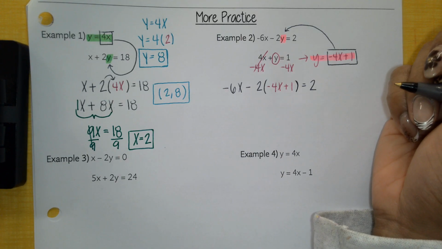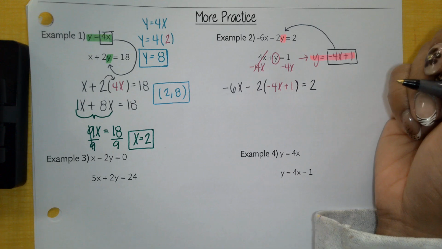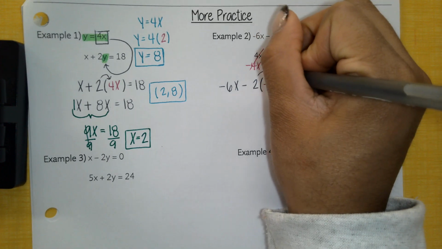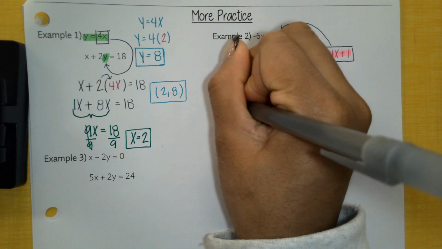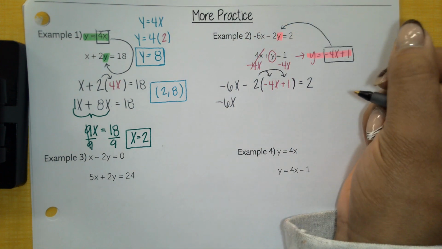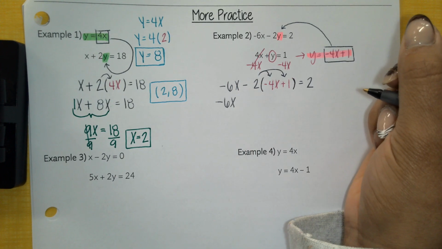All right, so now I have to get rid of the parentheses. So anytime you have parentheses, get rid of them first. So we're going to distribute that negative 2 with negative 4x and with 1. Bring down your negative 6x. What is negative 2 times negative 4? Or negative 2 times negative 4x?